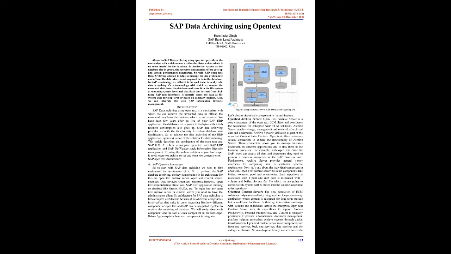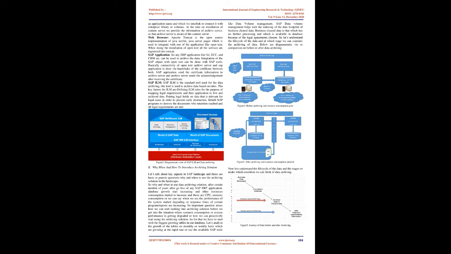OpenText Archive Server. OpenText Archive Server is a core component of the OpenText ECM suite and constitutes the foundation for enterprise-wide ECM solutions. Archive Server enables storage, management, and retrieval of archived data and documents. Archive Server is delivered as part of the OpenText Content Suite platform. OpenText offers customers several connectors to expand the functionality of Archive Server. These connectors allow you to manage business documents in different applications and to link them to the business processes.